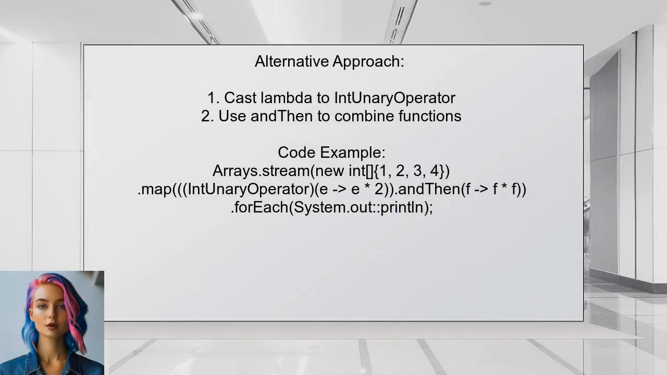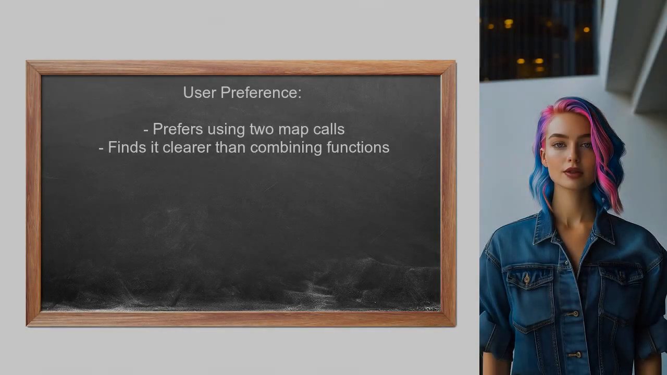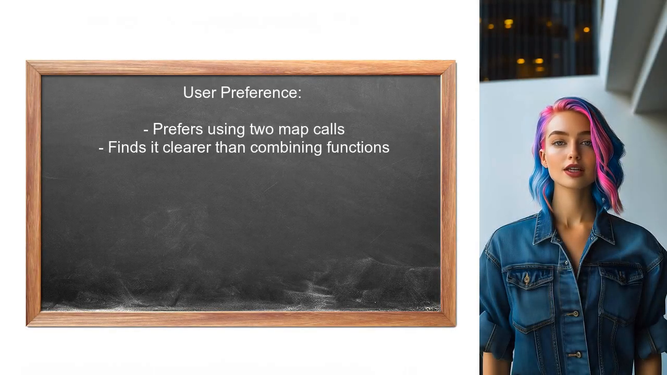A user suggests that to combine functions in Java streams, you need to explicitly cast the lambda expression to a specific functional type. They provide a code example that uses IntUnaryOperator to apply both doubling and squaring in one line. However, the user mentions a preference for using 2 separate map calls instead of this combined approach, indicating they find it clearer.